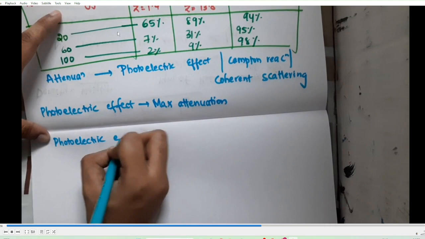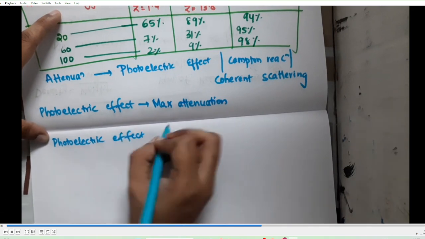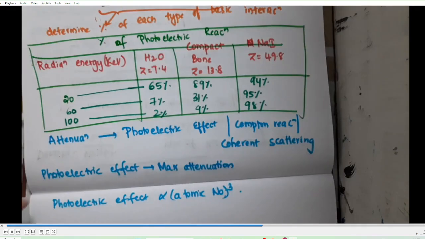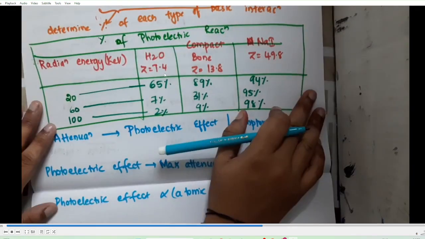So we have given the photoelectric effect attenuation in this table. With the help of this table, the percentage of Compton reactions can be calculated by subtracting the percentage of photoelectric reactions from 100. The percentage of photoelectric reactions for water and bone increases as the atomic number increases. Water has an effective atomic number of 7.4. Compact bone has an effective atomic number of 13.8.